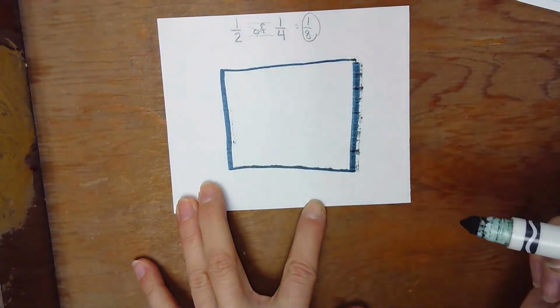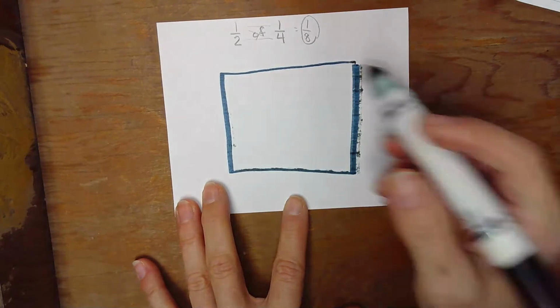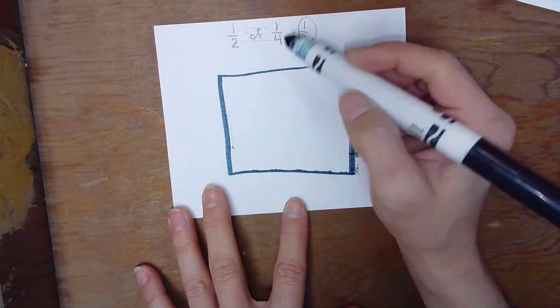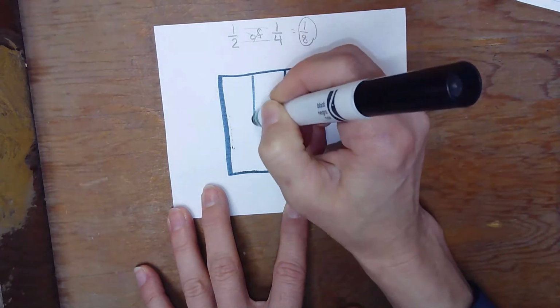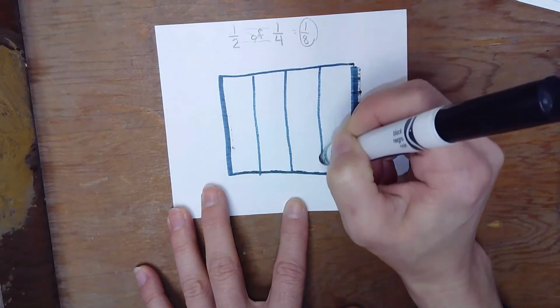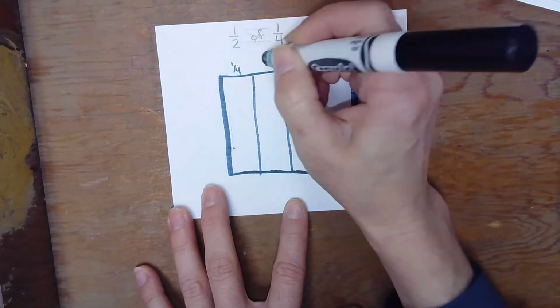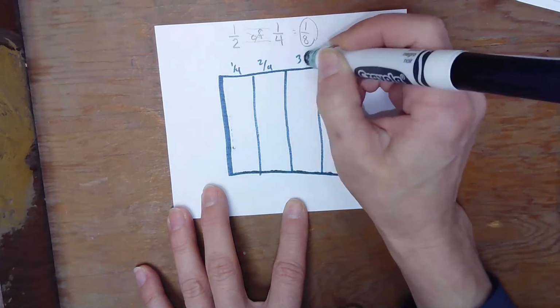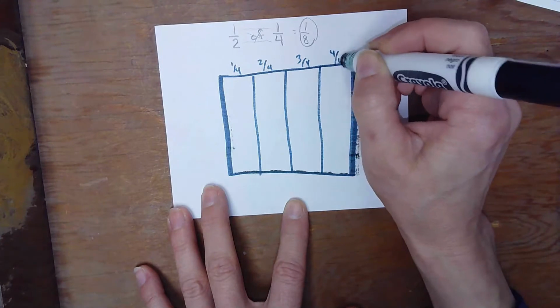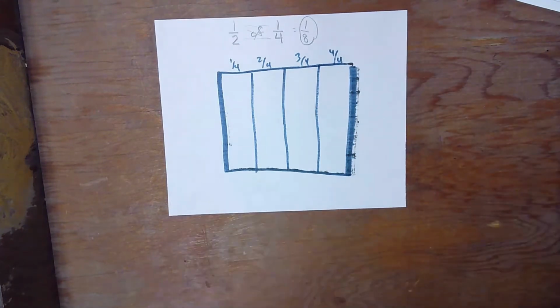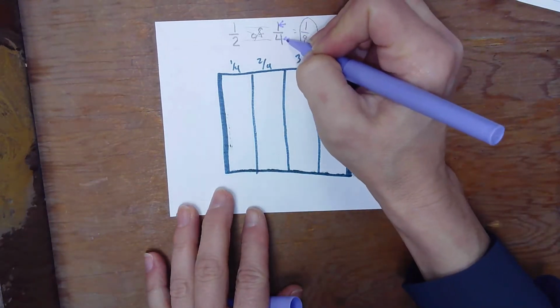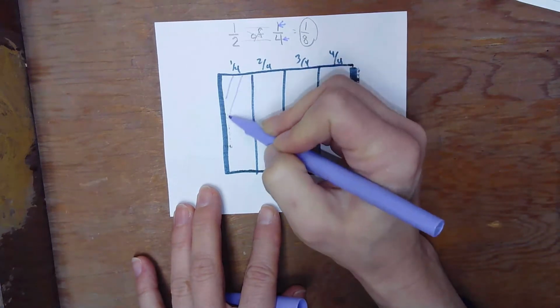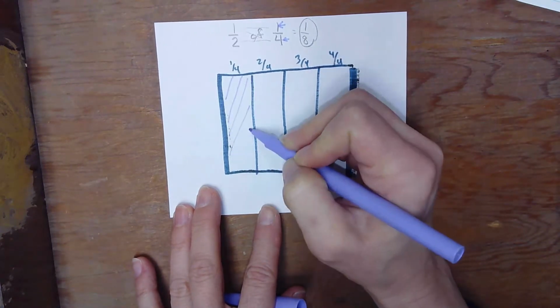So here we have our one whole thing. If we're taking 1/2 of 1/4, first thing we need is to split the whole thing into 4 equal pieces. So there's 1/4, there's the second fourth, there's the third fourth, and here is the fourth fourth. Now, the fraction tells me that I just need 1 of those 4. So there is my 1/4.